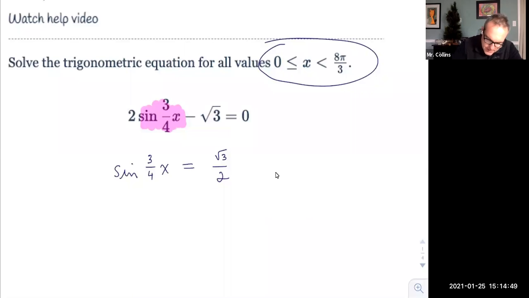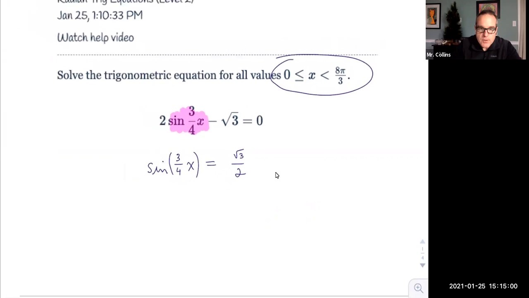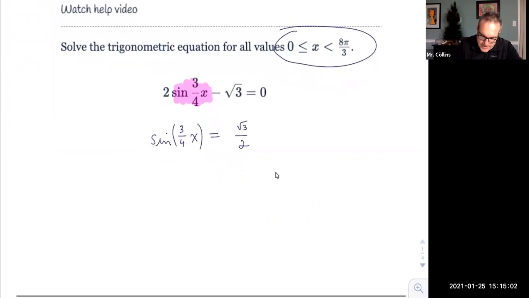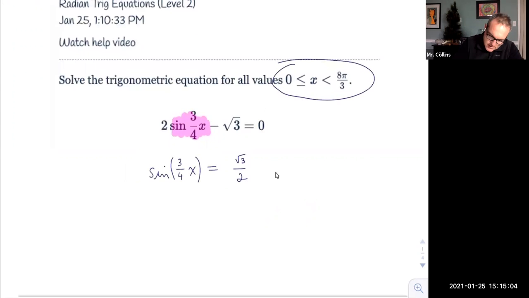And then, hey, what do you have here? You have sine of some angle, right? 3/4 x is just an angle, equals √3 over 2. And guess what? That's a memorized value on your trig chart. In fact, this is in radians, right? It's implied that x is less than 8π/3. So that angle, of course, the angle is 3/4 x, would have to be π/3, or 60 degrees.